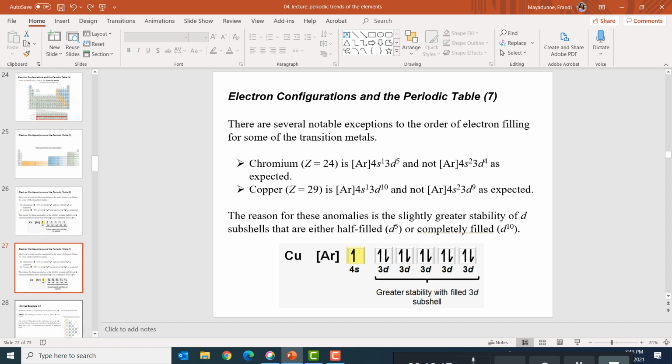Same with copper. Copper is 29. If you write copper as argon 4s2, 3d9, but 9 is not filled. Why are the noble gases stable? Because they have fully filled shells. So these orbitals try to fill, at least half fill. That happened with chromium. When it comes to copper, 3d9, you need only one more electron. You may wonder why it takes an electron from s, but s is very small. D is very big. By filling d, it gains higher stability than 4s. It's a little orbital, a tiny orbital.